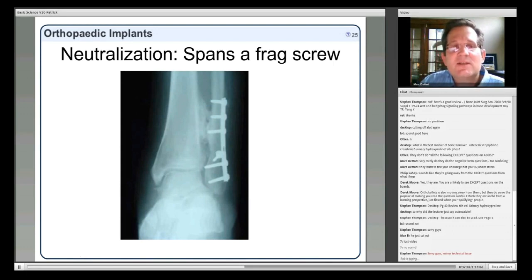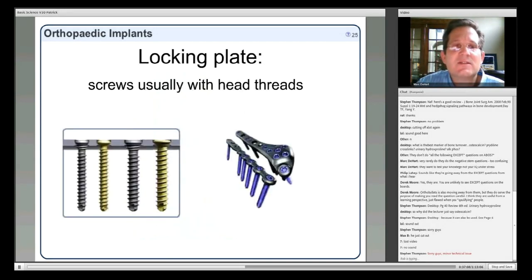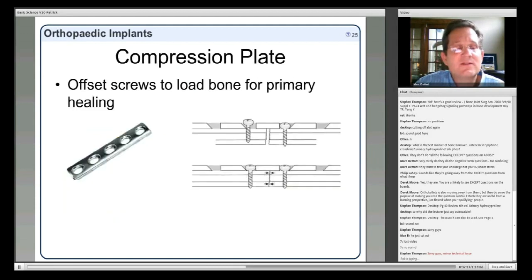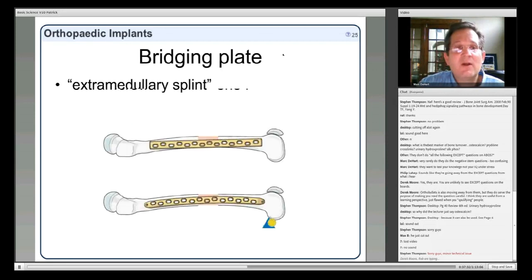A neutralization plate spans the fixation of a frag screw usually, and so this is an example of a neutralization plate. The locking plate, the screws usually have head threads that lock into the plate, and that's the fanciest new plate. Once upon a time, the compression plate was the fancy plate, and the compression plate has offset screws in oval holes that are placed to load the bone in compression that allows for primary bone healing.